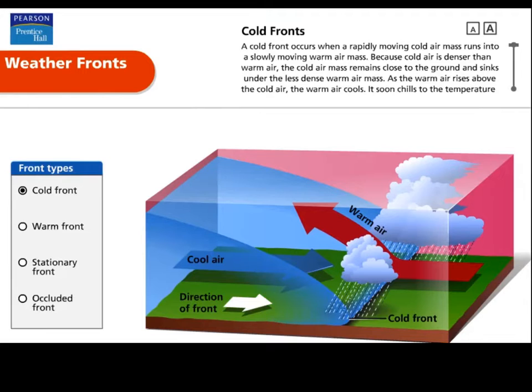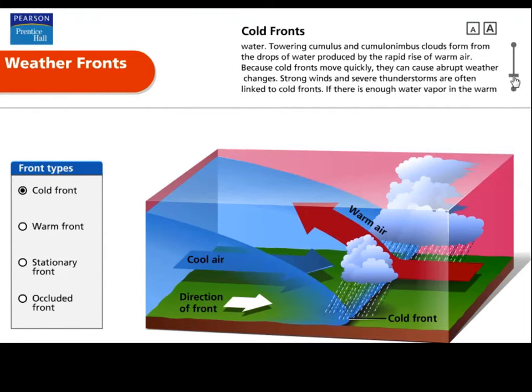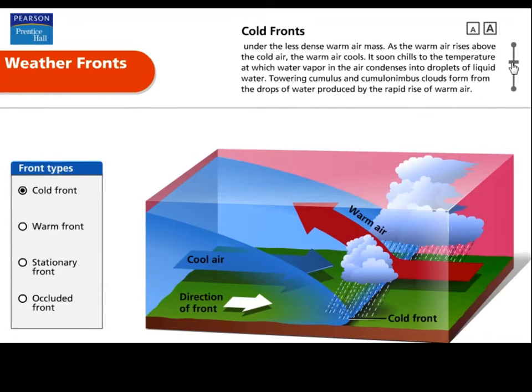The paragraph at the top says, a cold front occurs when a rapidly moving cold air mass runs into a slowly moving warm air mass. Because cold air is denser than warm air, the cold air mass remains close to the ground and sinks under the less dense warm air. As the warm air rises above the cold air, the warm air cools. It soon chills to the temperature at which water vapor in the air condenses into droplets of liquid water.